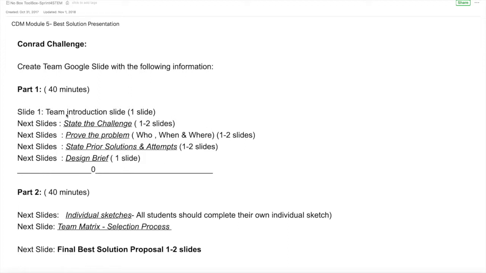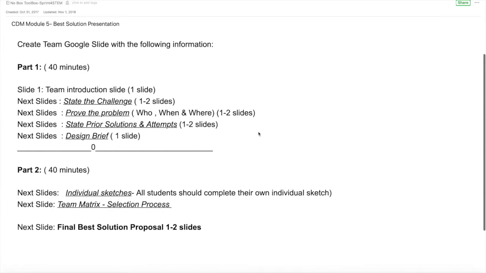Slide 1, team introduction slide. The following slide, state the challenge, followed by prove the problem: who, when, and where. State prior solutions and attempts, design brief, and then after that part is completed, individual sketches that will be compared to each other by using a team matrix, and then finally presenting the final best solution. So these are the steps necessary.